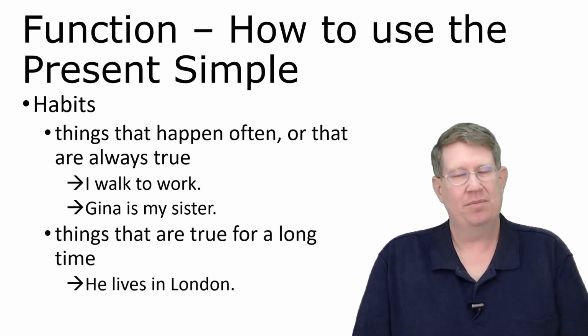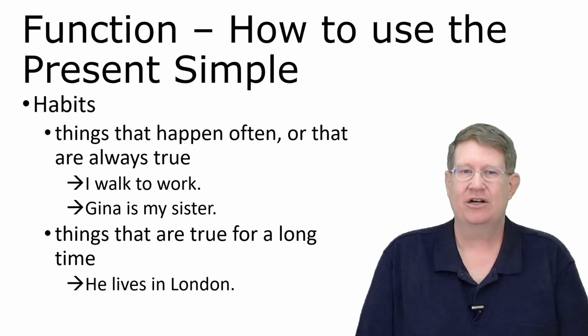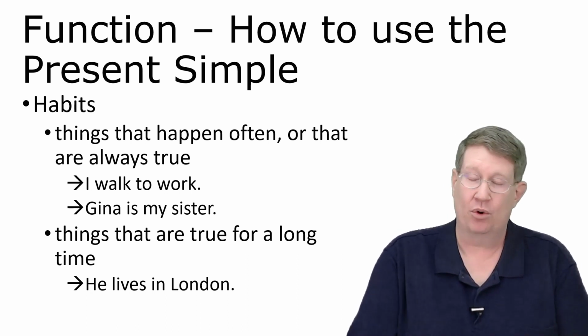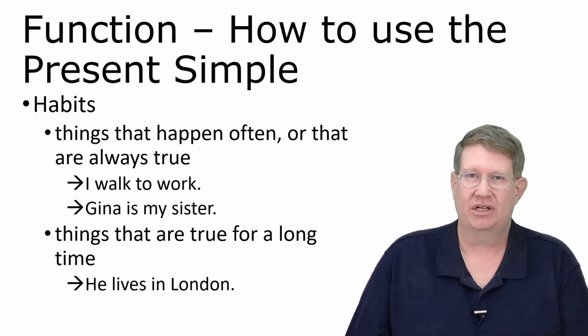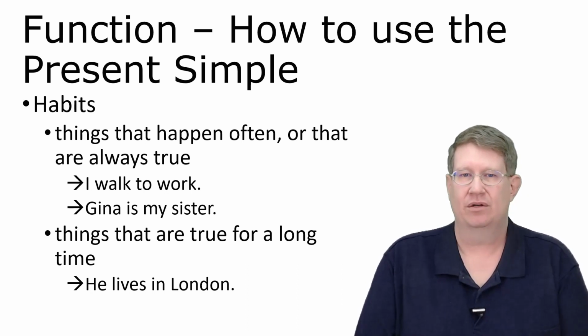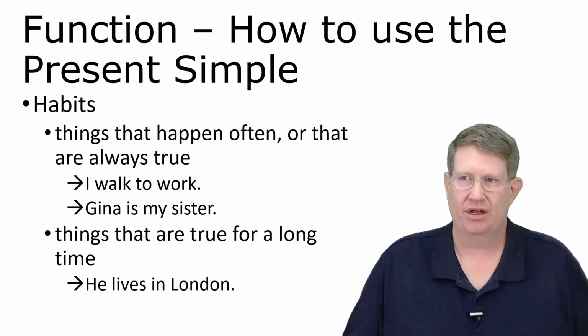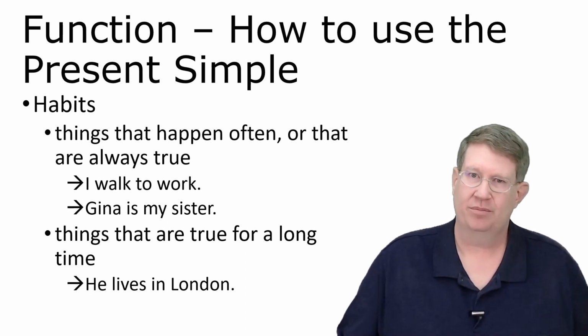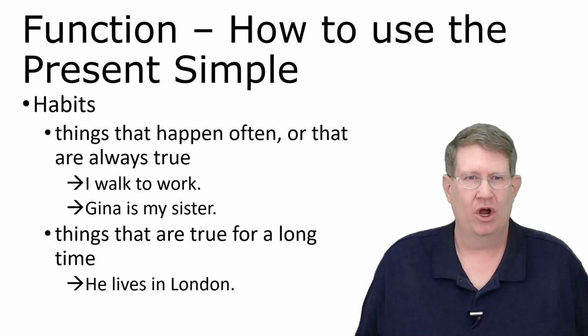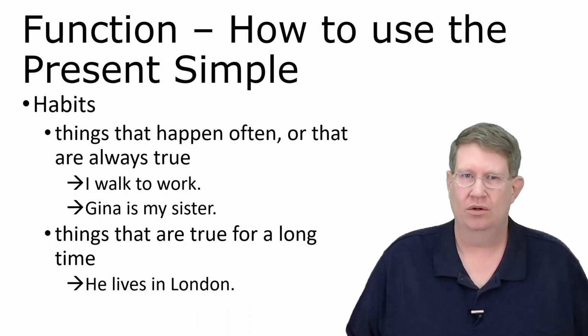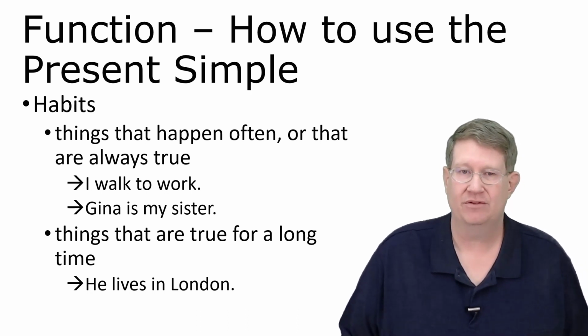Or, and this is where people get confused a little bit, things that are true for a long time. He lives in London. So he may have lived in London. He may have been born someplace else, but now he lives in London and he's been there for a long time. And he will probably continue to live there for a long time. With the present simple, we're not talking about how something started or where it's going to go in the future. We're just saying that this is true now. Okay, so he lives in London.